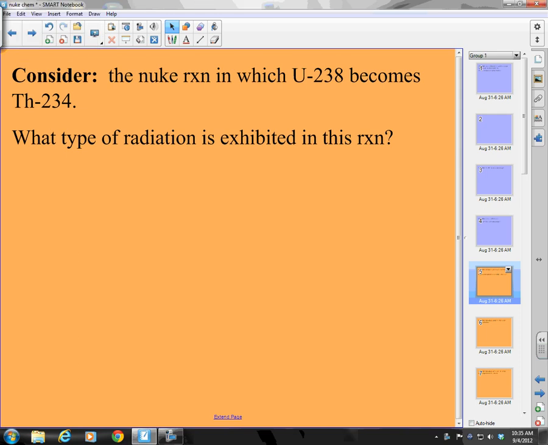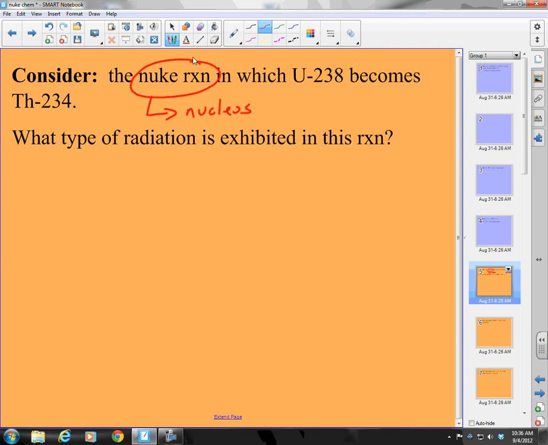Okay, folks, let us go further with our discussion of nuclear chemistry. Last time we talked about the difference between nuclear reactions and regular reactions. So when you see something like this, consider the nuclear reaction in which U-238 becomes thorium-234. We see nuclear reaction, we automatically think what? That this is happening in the nucleus, that energy or particles are being emitted from my nucleus, whereas in a chemical reaction, it's all happening out in the electrons, right?